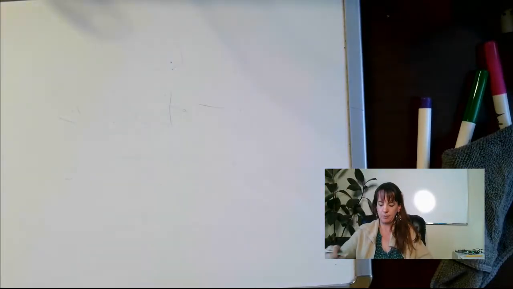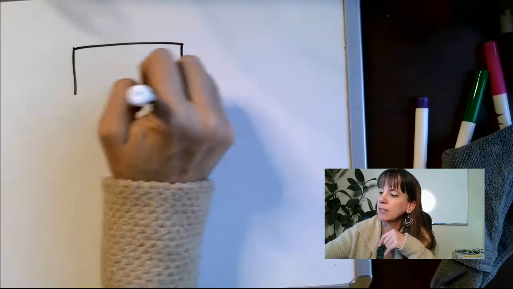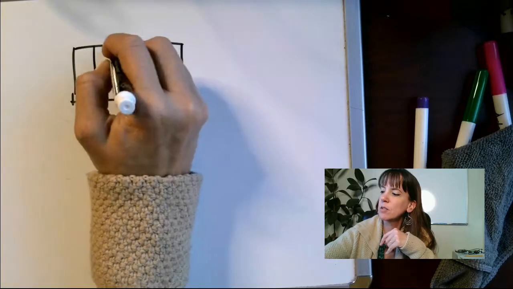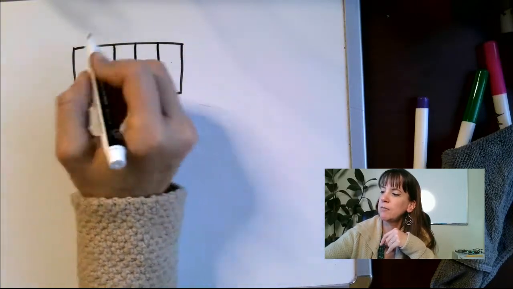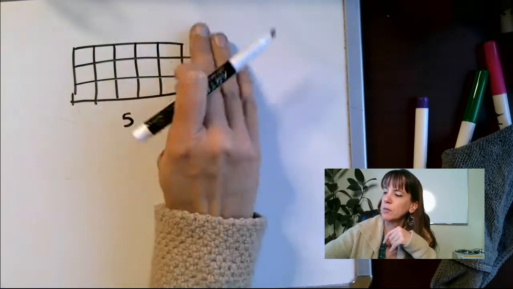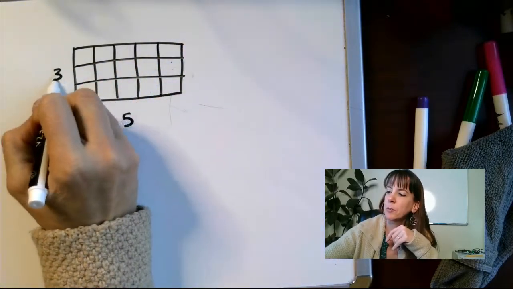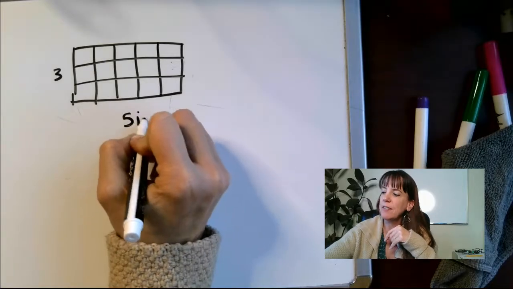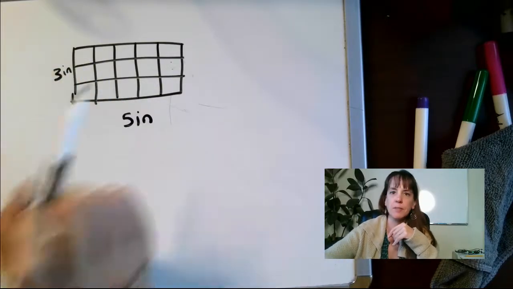All right, so the next thing, we're talking about area, right? And we have a rectangle here, and let's say that it is 1, 2, 3, 4, so that's 5 by 1, 2, 3, 5 by 3, right? 5 by 3. Let's say it's 5 inches by 3 inches, okay?